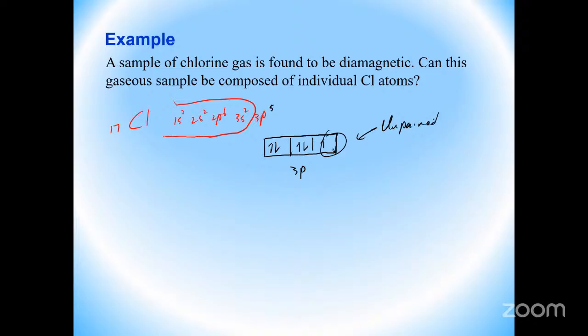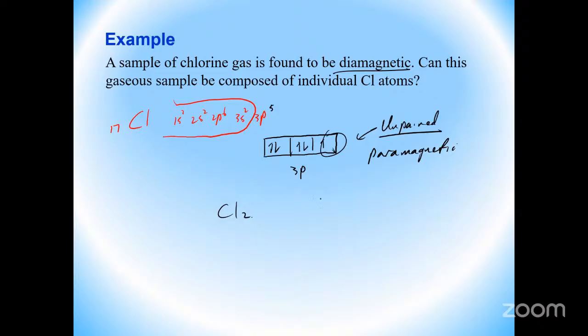And if chlorine gas is made up of atoms, then because of this unpaired electron, you'd expect this to be paramagnetic, right? If chlorine gas is composed of entirely chlorine atoms, then you'd expect this to be paramagnetic. Turns out that it's not paramagnetic, it's diamagnetic. So that tells you that the chlorine gas is not existing in nature as individual chlorine atoms. Instead, and you all should know this, chlorine is one of those elements that exist as a diatomic molecule, all right? So that's basically the answer to the question.